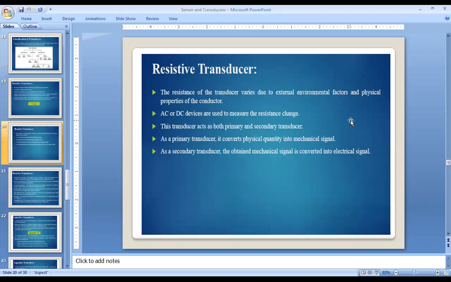Next, in the resistive transducer, the resistance varies due to external environmental factors or the physical property of the conductor. Sometimes the resistance of a material changes due to a change in temperature. So AC and DC devices can be used to measure the resistance change. Any source of excitation can be used, AC or DC, there is no problem. This transducer acts as a primary and secondary transducer. As a primary transducer it converts a physical quantity into a mechanical signal, and as a secondary transducer it converts the mechanical signal into an electrical signal.